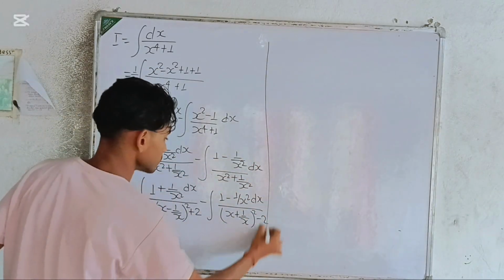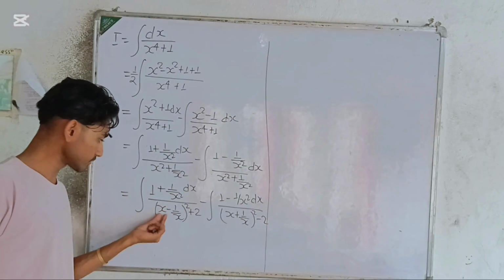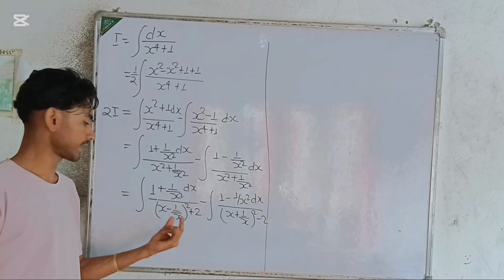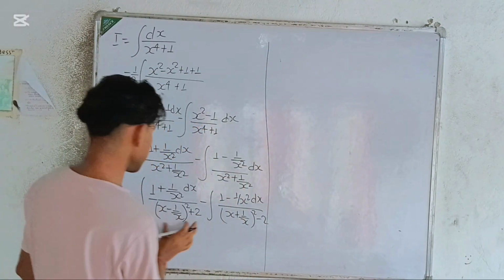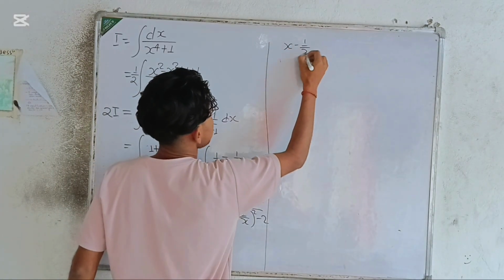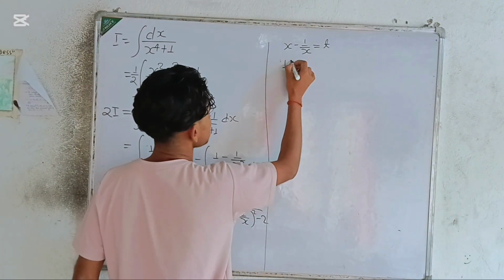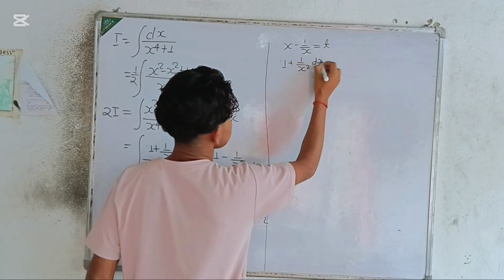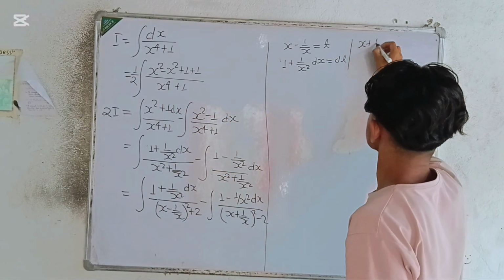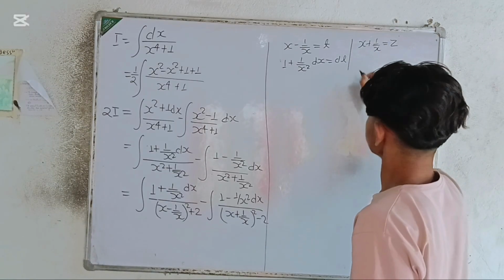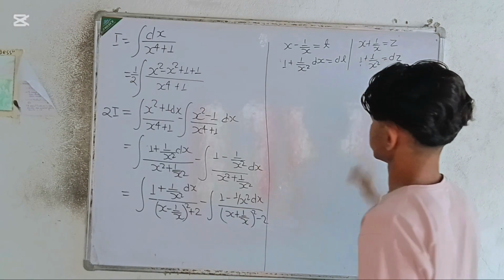And now we have to just substitute. Why do I substitute? Because it is going to make some symmetry here. If you differentiate this, you get this term here, and that's why I used minus here and plus here, and plus here and minus here. So I would like to put x minus 1 over x as t, right? And after differentiating I get 1 plus 1 over x squared dx is dt, and I would like to substitute this also, and that is x plus 1 over x is z, and I get 1 plus 1 over x squared dx is dz.